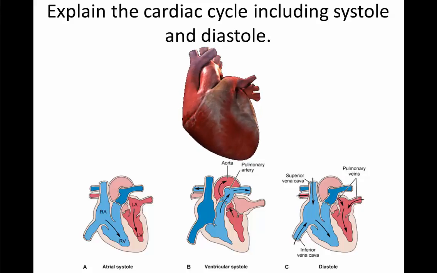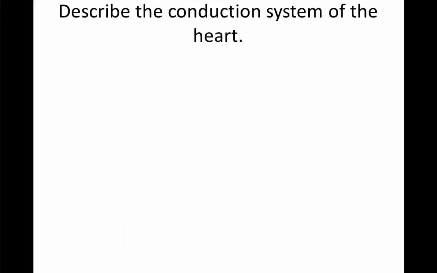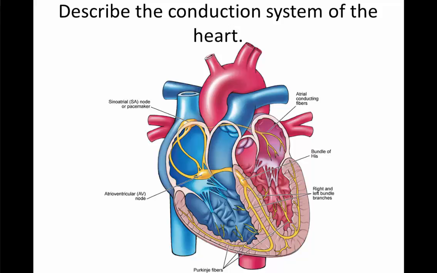So how does the heart actually know when to beat? And how does that signal pass through the heart? We want to move on to describe the conduction system of the heart. The conduction system is made up of various components here, and we want to take a look at how the signal passes from one portion to another.